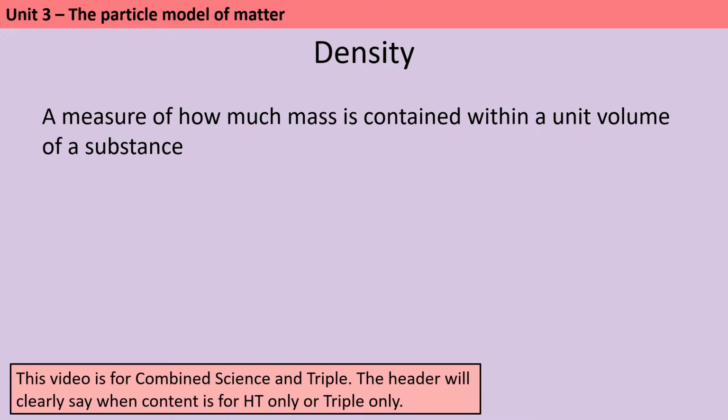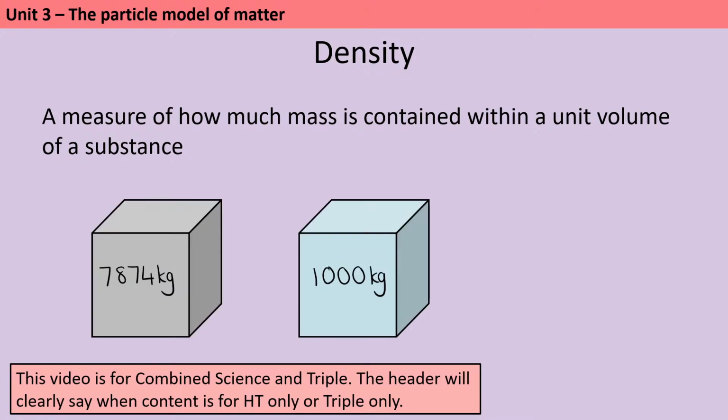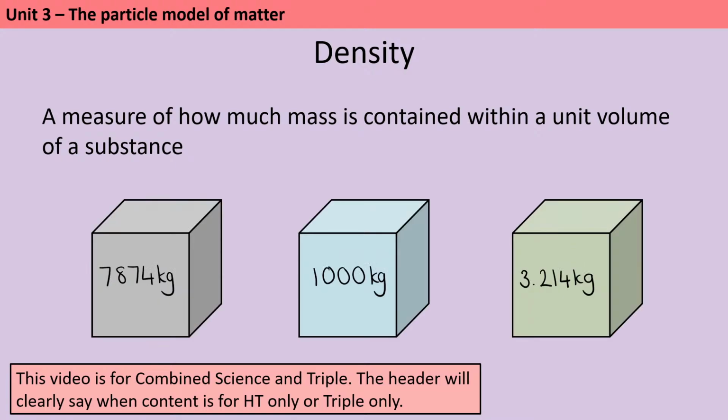In the vast majority of substances, the particles in a solid are closer together than in a liquid, and that means that within the same volume you're going to be able to fit more particles. And since those particles have the same mass, if there are more of them, then we have more mass per unit volume, and therefore the density is higher. If you have a metre cubed of a metal, a metre cubed of some water, and a metre cubed of some chlorine, you can see that the masses are gradually going down, and therefore so are the densities.